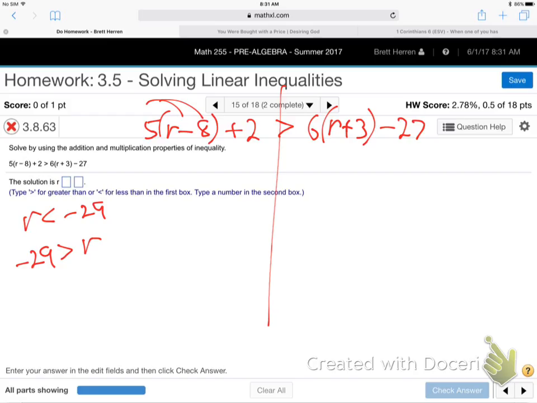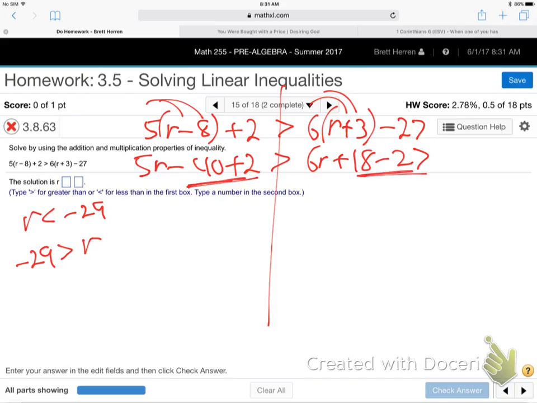I'll do the problem now. Multiply through: 5r minus 40 plus 2. Distribute: 6r plus 18 minus 27. Good so far. Now, remember, stuff that's on the same side, just add, subtract together. So these two and these two, just use my calculator. What's that? Minus 38. And what's this? Minus 9 for those two. That's good. So those two became minus 9. These two minus 38.